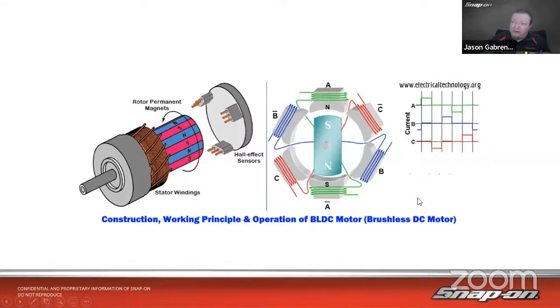So what it does is it has 3 sets of coils on there where it can reverse the polarity depending on where the permanent magnets are on the stator here. So we have the magnets on the rotating part, and we have the coils on the non-rotating part, versus on a brush motor, it's the other way around.